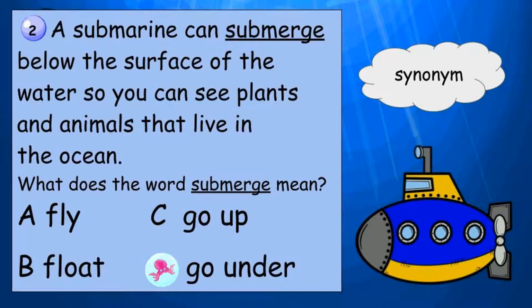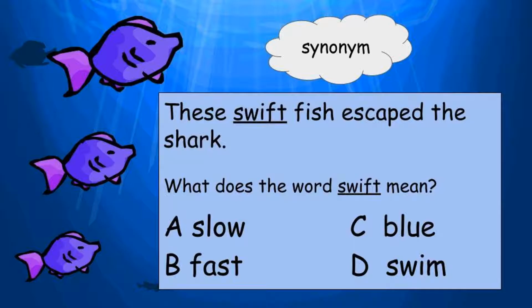In this sentence, we see the phrase below the surface right after the word submerge. Go under means the same thing as something that is going below the surface. Usually when I'm thinking of a synonym for a word, I think of one-word substitutions.